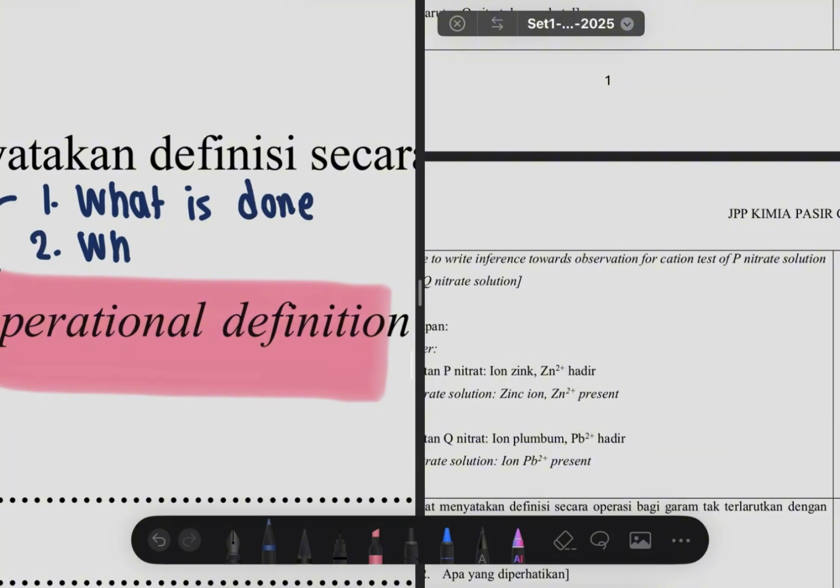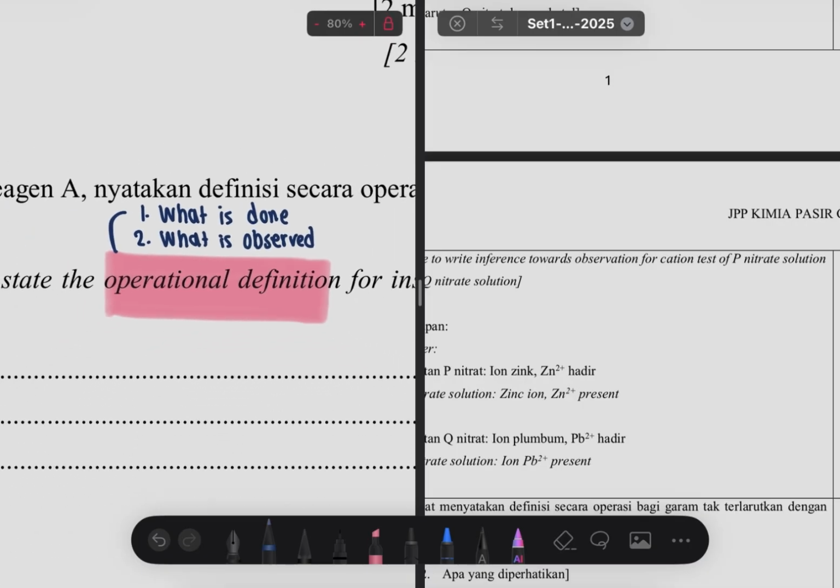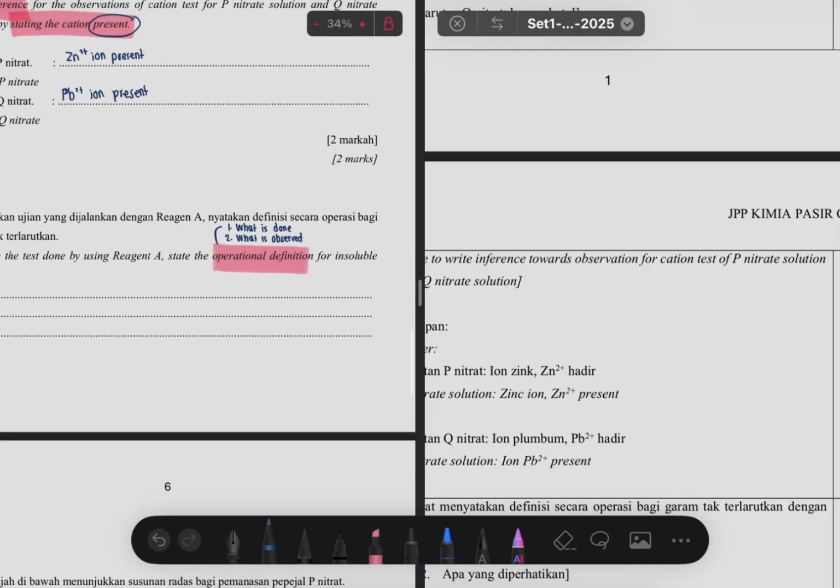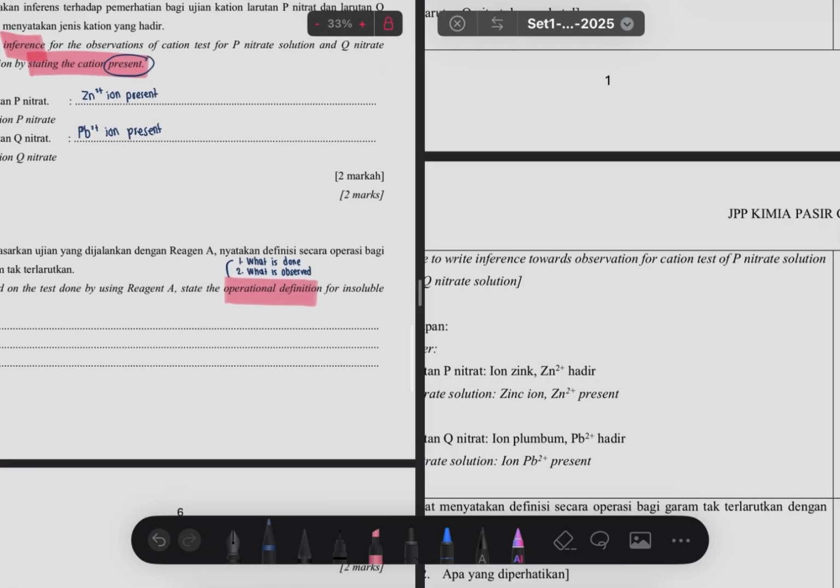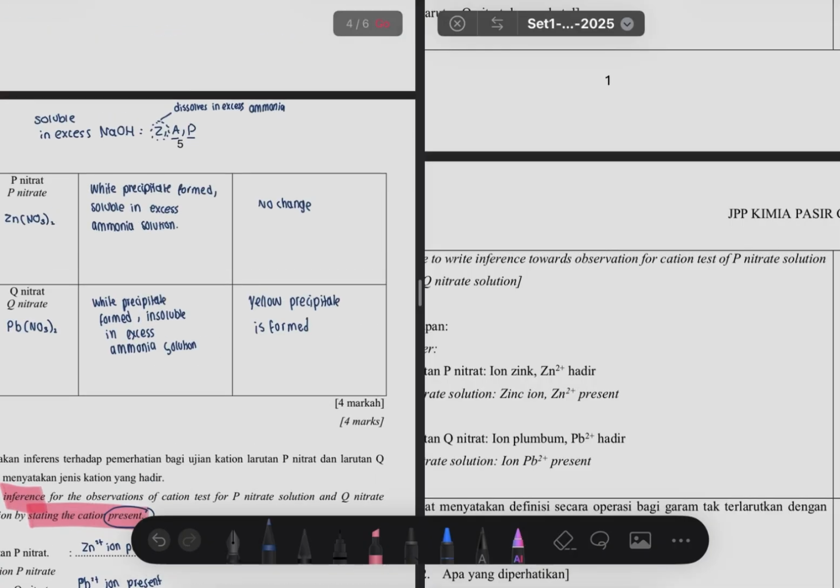Second, what is observed. So this is very basic, and we really have to follow this format. So let's say what is done in this experiment. So this one, no change. So I'm just going to look at Pb(NO3)2.